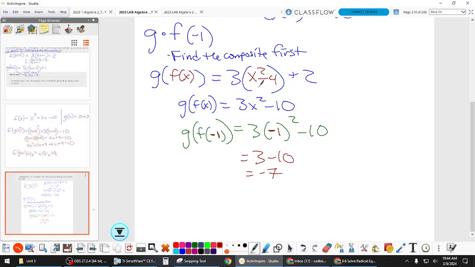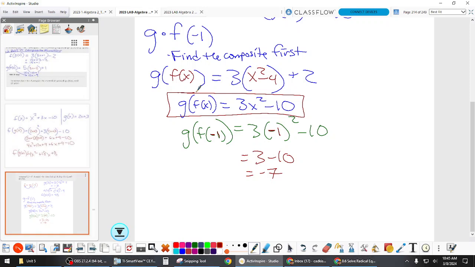Either way. But I'm telling you that if I ask you to do this, then it's nice to just plug it in once instead of twice. If I don't tell you you need to find the composite, you can just do what you did.